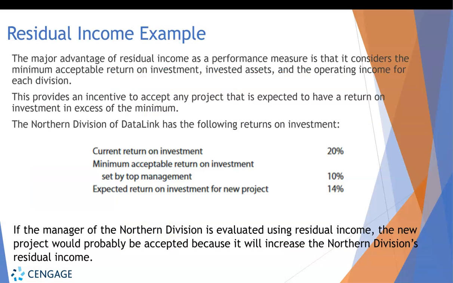If the manager of the Northern Division is evaluated just on new projects using only the return on investment, the division manager might decide to reject a new project, because investing in the new project is going to decrease Northern's current return on investment, sitting right now at 20%. While this helps the division maintain a high return, it hurts the company as a whole, because the expected return on investments of 14% exceeds DataLink's minimum acceptable return on investment of 10%.